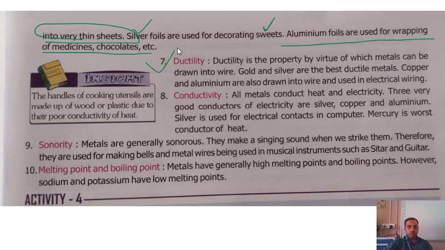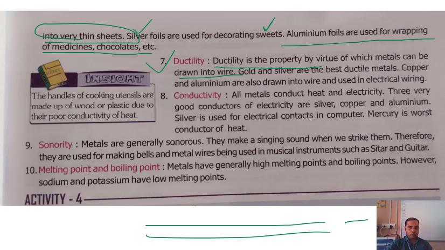Okay. Next one is ductility. Ductility is the property by virtue of which a metal can be drawn into wires. Like you must have seen copper wire, iron wire, nichrome wire, all these are wires. So this property is known as ductility. If you have a bunch of copper, you can convert it into a very long wire. That is called ductility. Gold and silver are the best ductile metals. Copper and aluminum are also drawn into wire and used in electric wiring.